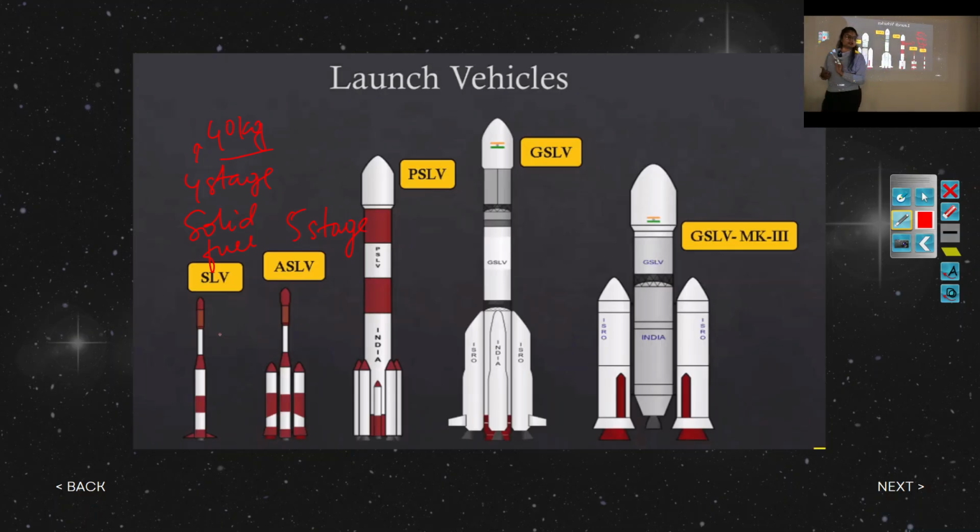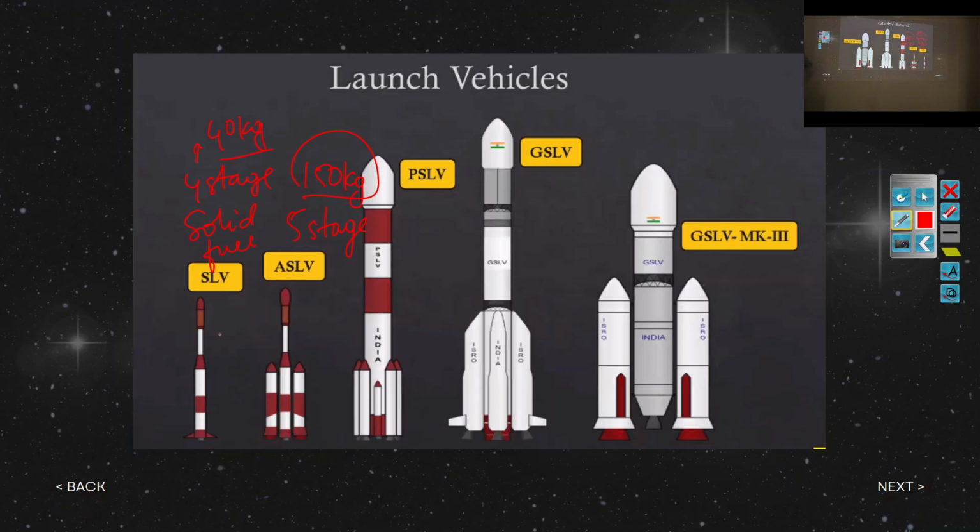It had all solid fuel. So the weight was more, but they increased the payload here. Payload was almost 150 kgs. So the payload was 150 kgs in Augmented Satellite Launch Vehicle. They used this until 1994.